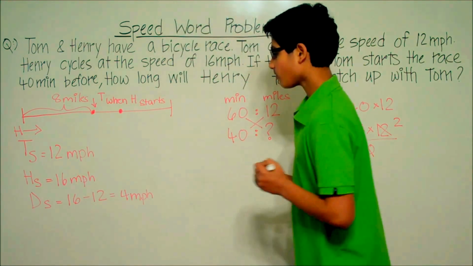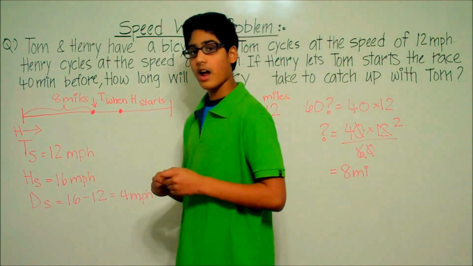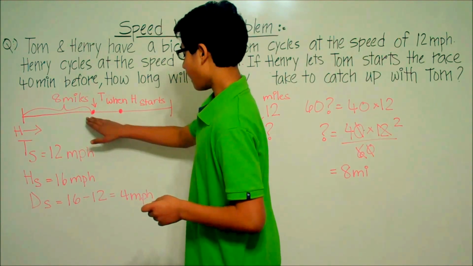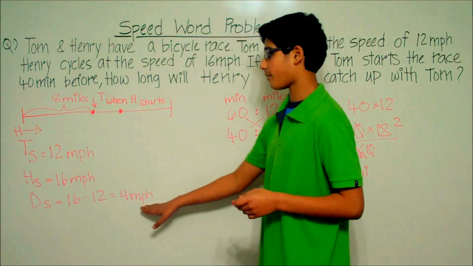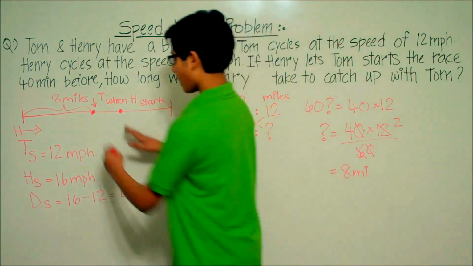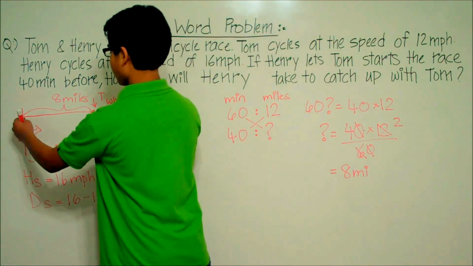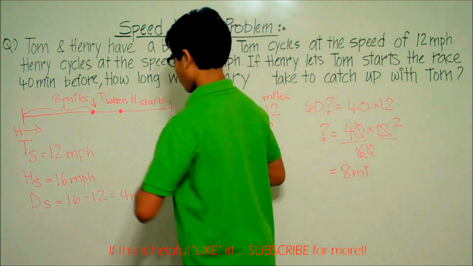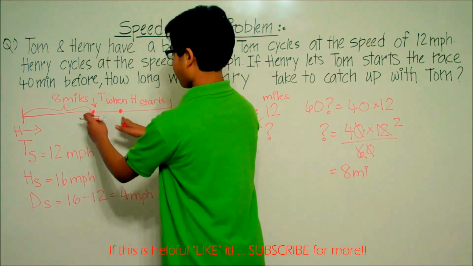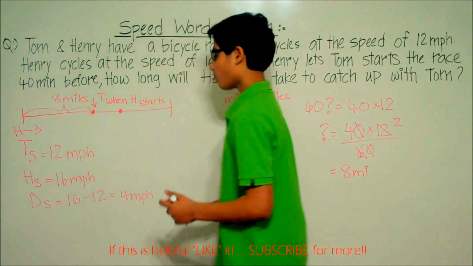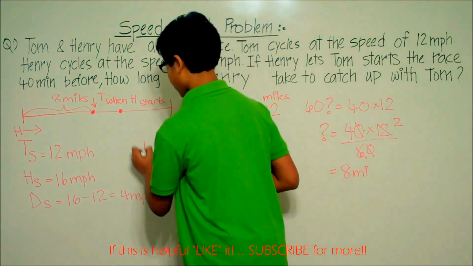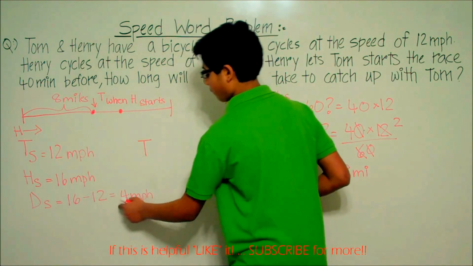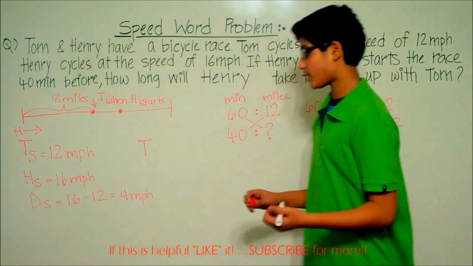So, now we know that Henry travels at the same speed as Tom. So he'll travel this distance, but he also travels 4 miles per hour faster. So, he travels this distance plus this distance in some amount of time. So, we know that Tom and Henry both traveled this distance. So, we need to find out the time that it takes for Henry to travel this distance at the speed of only 4 miles per hour, which is how much faster he's going.